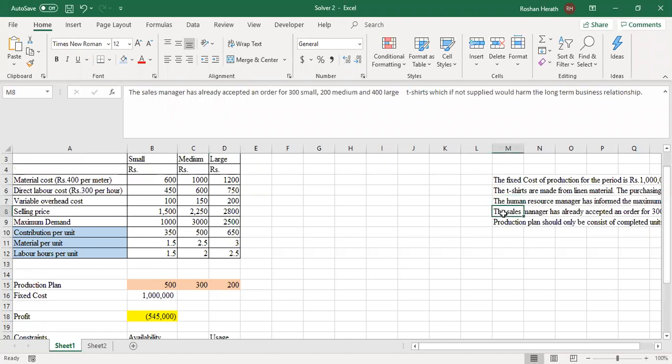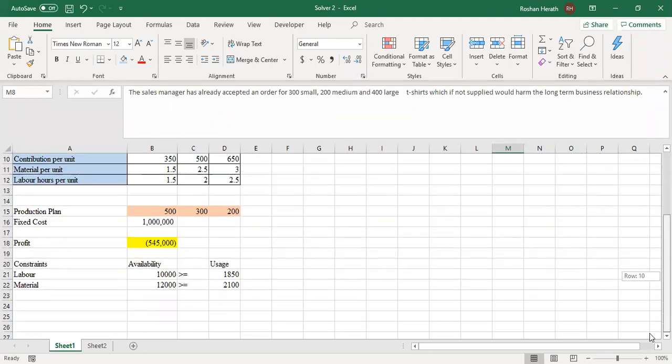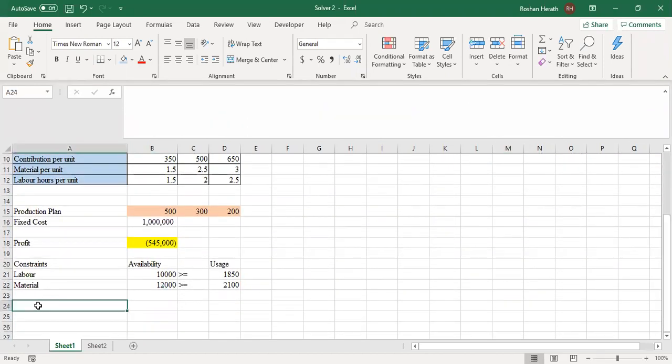Then if you go further, you can see that the sales manager has already accepted an order for 300 small, 200 medium, and 400 large t-shirts. So in a way, that is a minimum production. You can consider that also as a kind of constraint. In fact, it's a constraint. Whatever the cost, you need to do this minimum order.